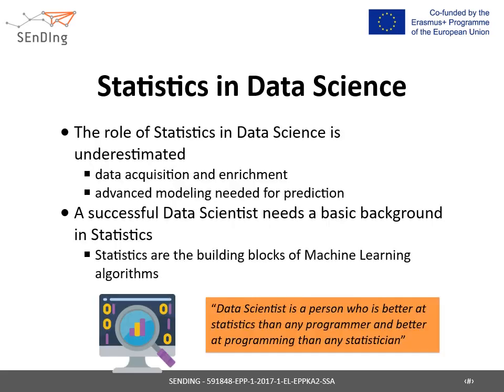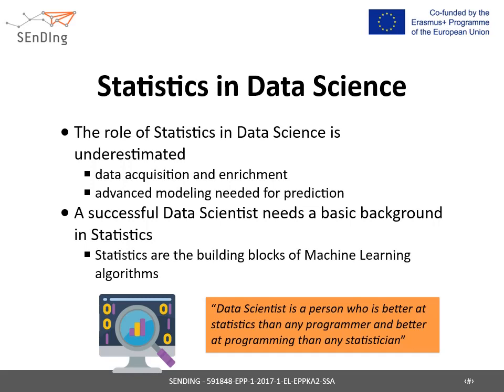The role of statistics in data science is often underestimated. This stands, in particular, for the areas of data acquisition and enrichment, as well as for advanced modeling needed for prediction. To become a successful data scientist, though, it is important to have a basic background in statistics and the related mathematical concepts, as they are the building blocks of machine learning algorithms and therefore necessary for anyone who wants to know how and when to use them.